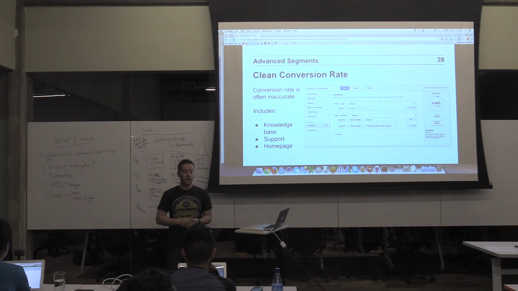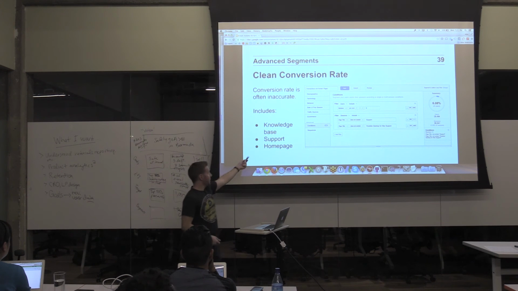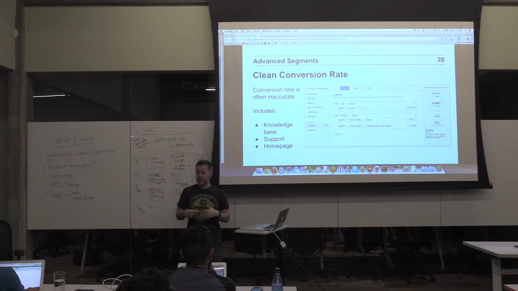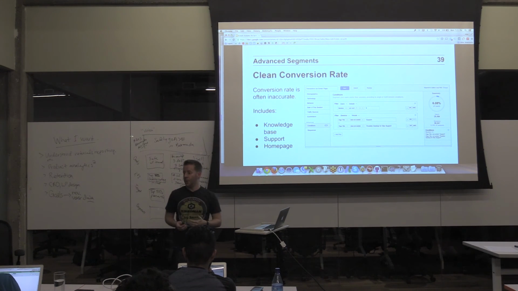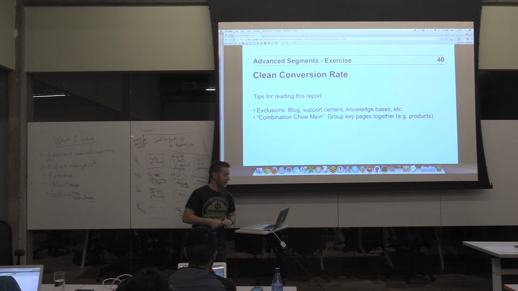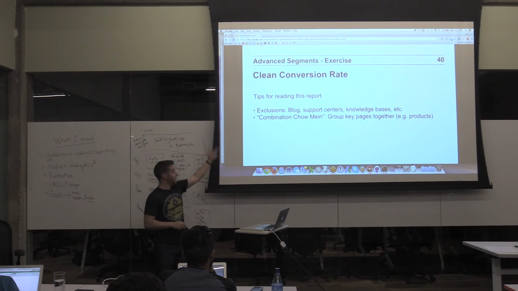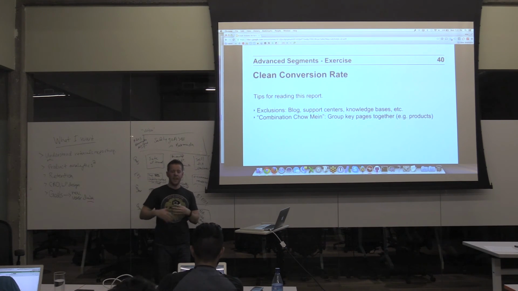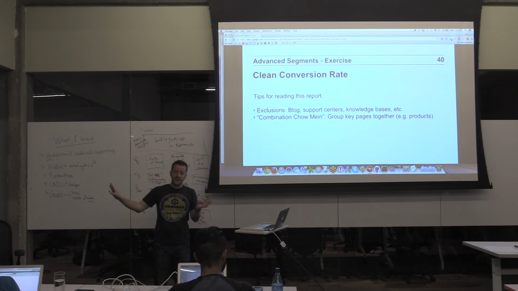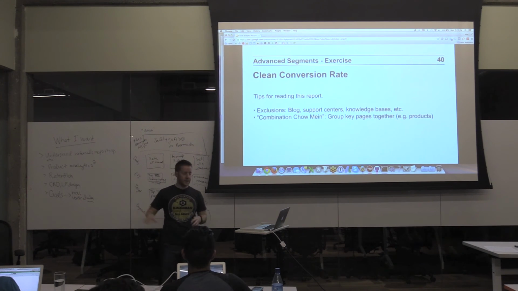That's your conversion rate. But in reality, a lot of websites have a knowledge base, support pages, even a homepage that isn't meant to sell anybody, but more just to inform them about what's going on. What is your product or service? So in creating an advanced segment here, you can look at it two different ways. You can do exclusions. You could say, I don't want my blog traffic to show up in an advanced segment, because it's more informational content. Nobody buys stuff off my blog anyways. I don't want to see it.